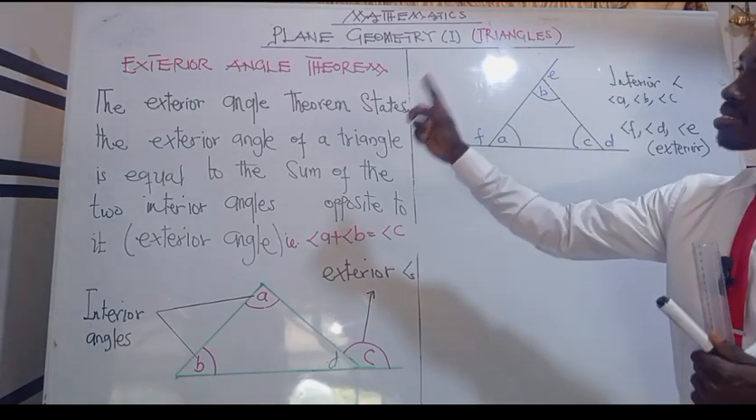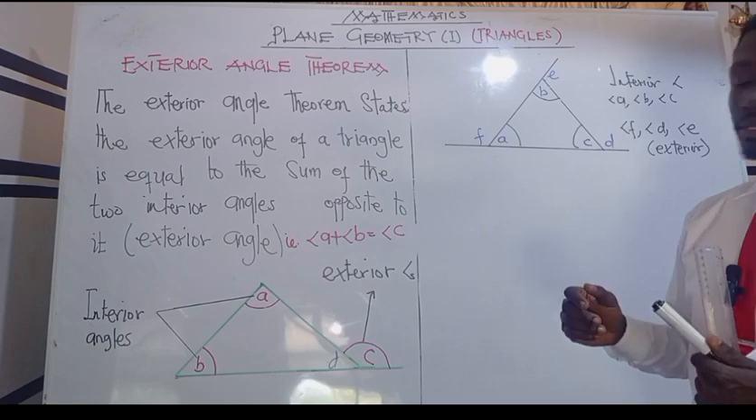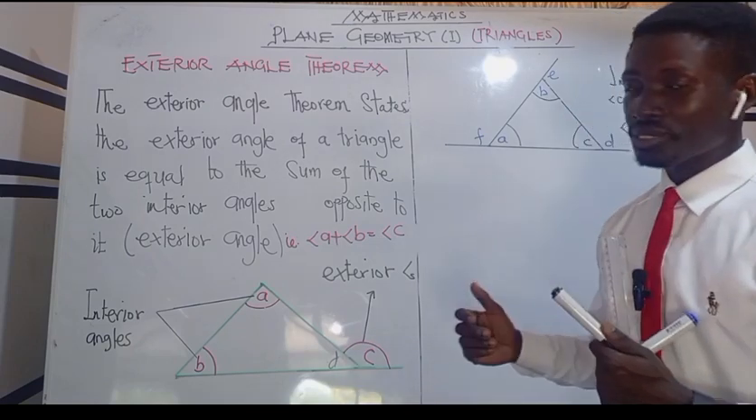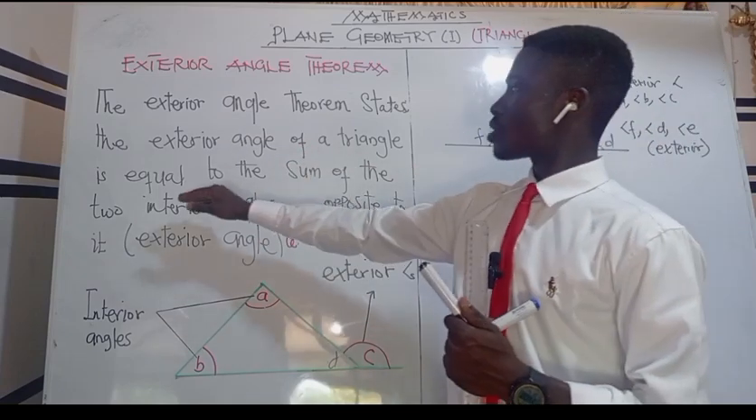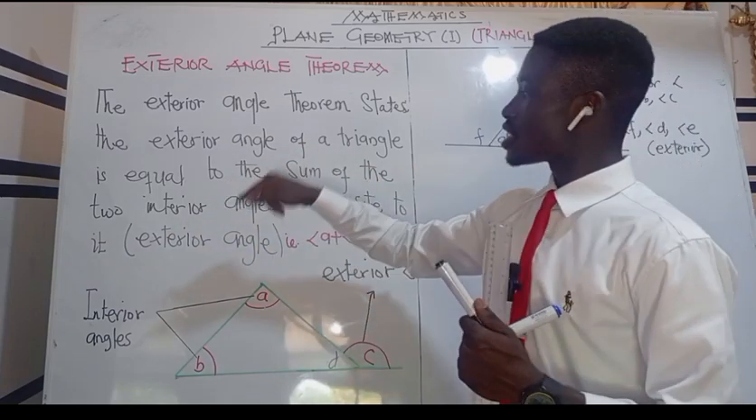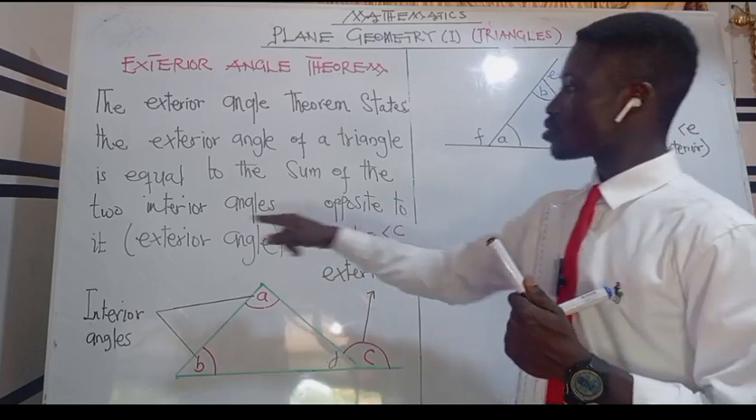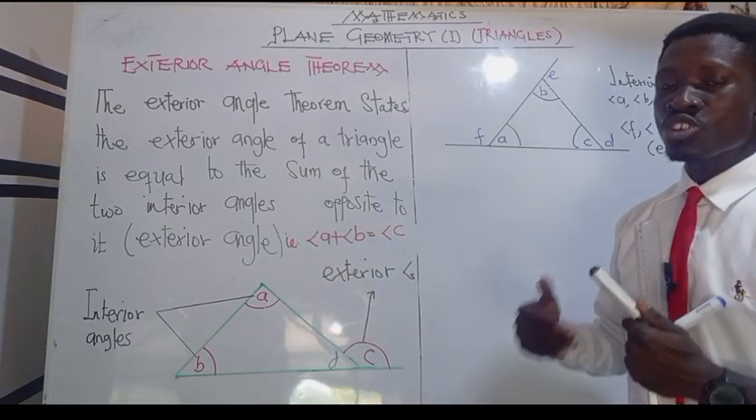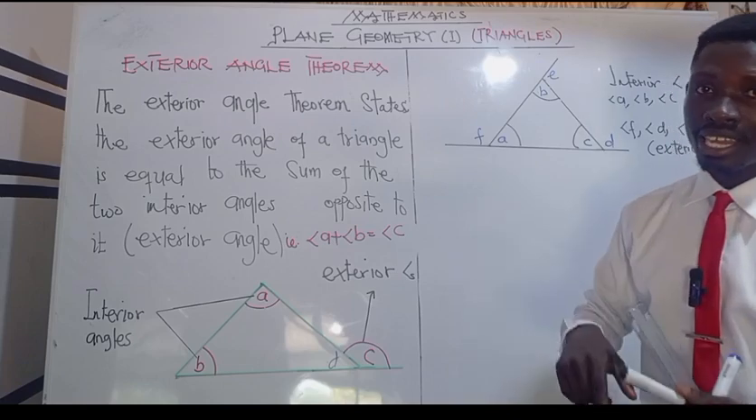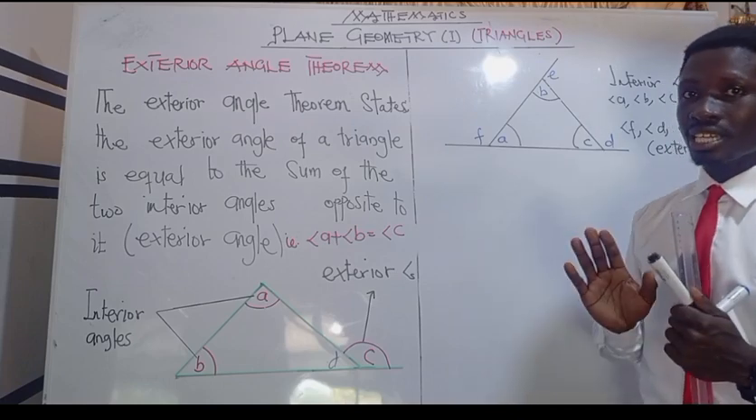Good. Now the exterior angle theorem states that the exterior angle of a triangle is equal to the sum of the two interior angles opposite to the exterior angle. Now we understand where exterior angles and interior angles can be found.